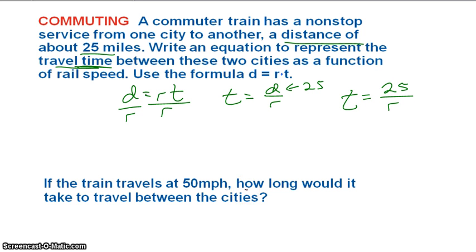If I had a follow-up question asking how long would it take to get to the city if I was traveling 50 miles per hour, I would just plug in 50 for my rate. And I would get 0.5 hours, which we know is 30 minutes.